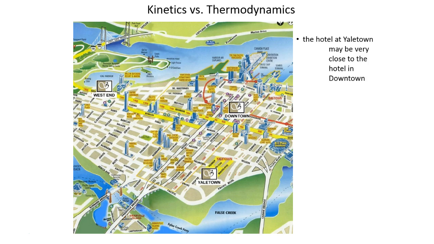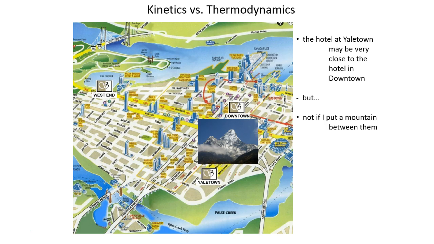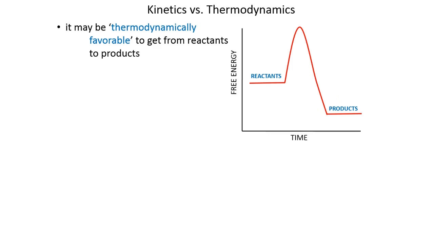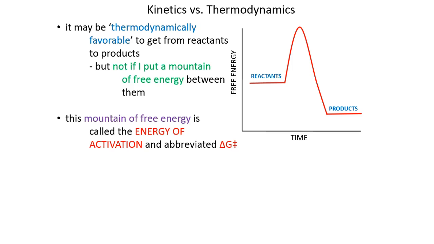As an analogy, we might say that the hotel in Yaletown, here on this map, is very close to the hotel in downtown. It looks here like it's something on the order of 8 city blocks. Looks great. Pretty quick. That's not far at all. I could walk it. But if I put Mount Everest between the two, they ain't so close together anymore, are they? Not really a walkable distance, is it? That mountain is the energy mountain between our reactants and products energetically. It might be a short energetic distance between the two, but not if there's this huge energetic barrier between the two. It may be thermodynamically favorable with a negative delta G to get from reactants to products, but not so if this mountain of free energy requirement is between them.